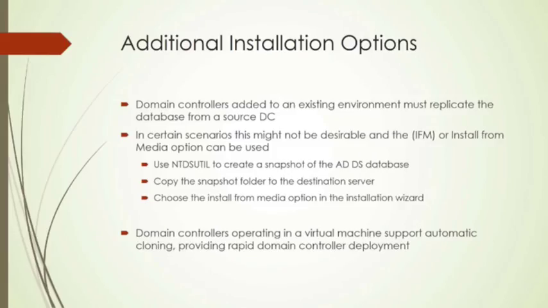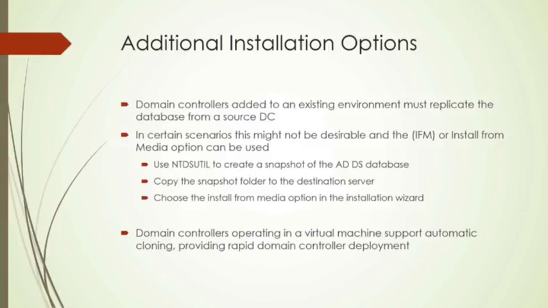If the source domain controllers are in different physical locations, if the WAN links that separate these domain controllers don't have a whole lot of available bandwidth, then I can use what's called the install from media option, or IFM. IFM is multiple steps, I should say. It starts with the ntdsutil command. The ntdsutil command can be used to create snapshots of the Active Directory database. It creates essentially a point in time snapshot, like a restore point.